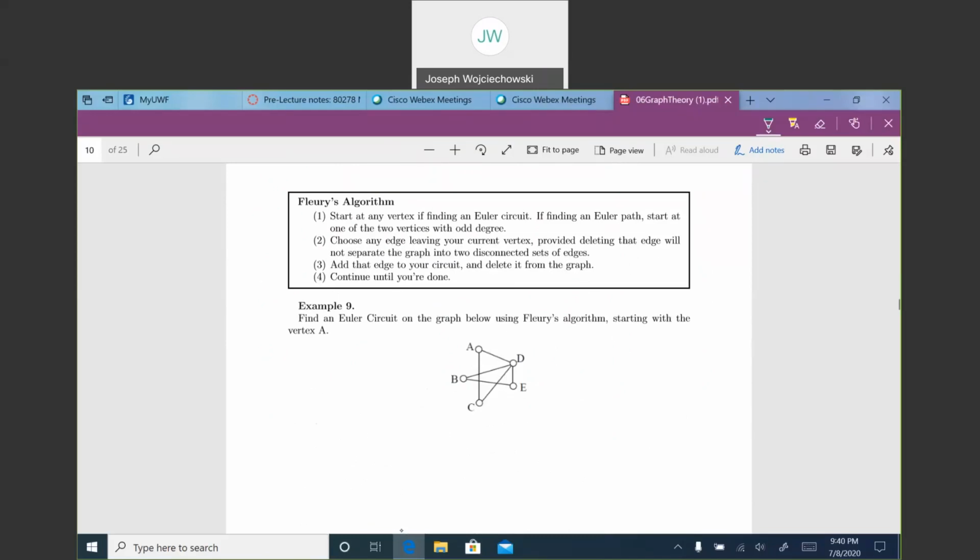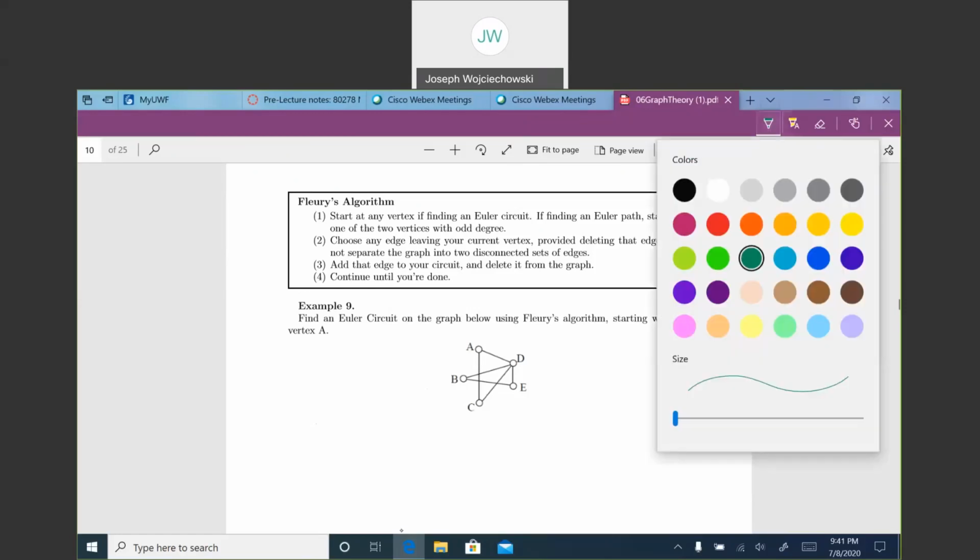Okay, Fleury's algorithm. Start at any vertex if finding an Euler circuit. If finding an Euler path, start at one of the 2 vertices with odd degree. Use any edge leaving your current vertex, providing deleting that edge will not separate the graph into 2 disconnected sets. Add the edge to your circuit, delete it from the graph. Continue until you are done.